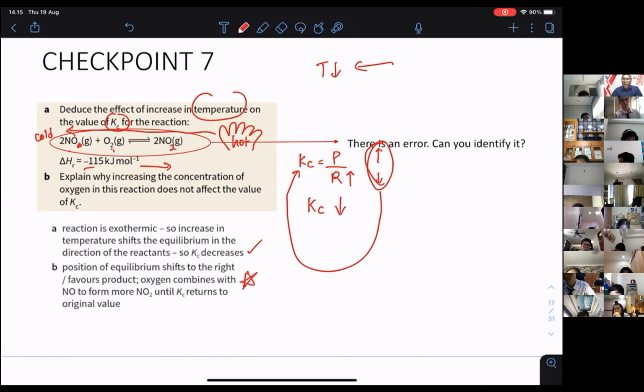So this one, please read again. Please read again why, and how to explain, rather than simply saying Kc is only affected by temperature. That is very weak. You are already JC students. You need to explain further.